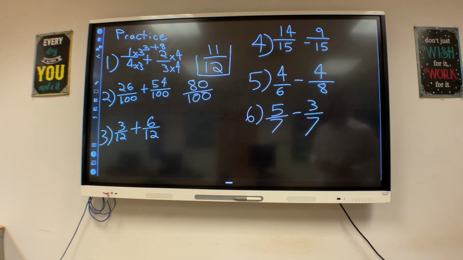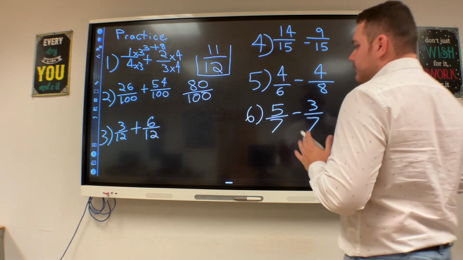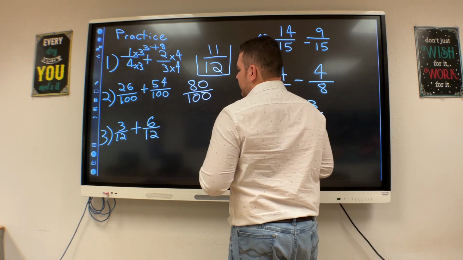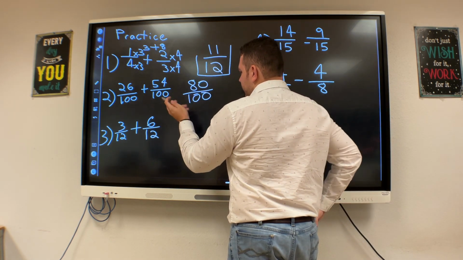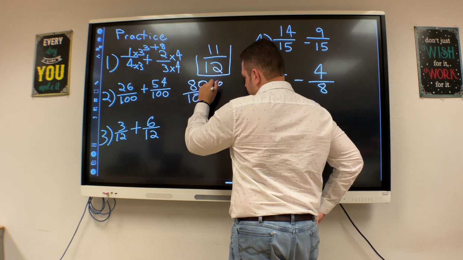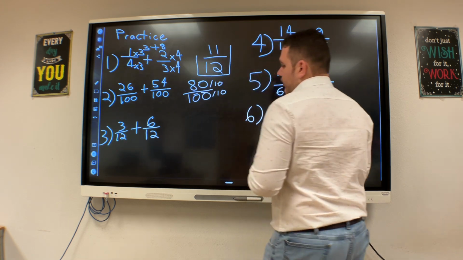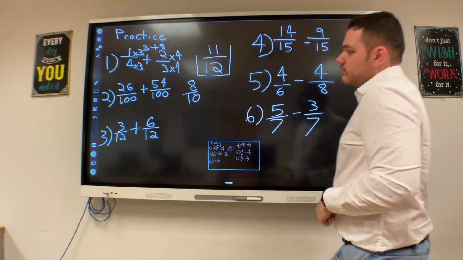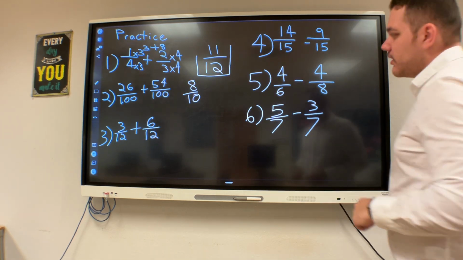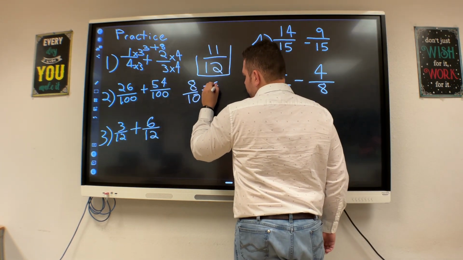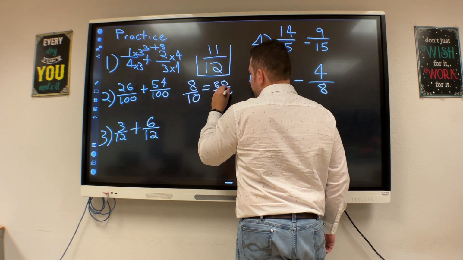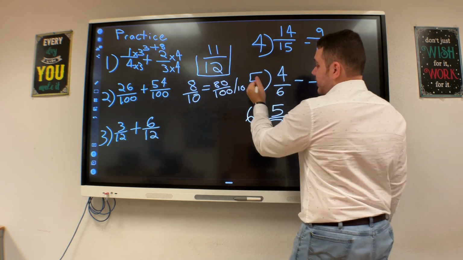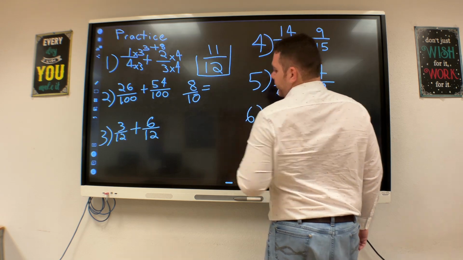Now, is this simplified? Can we simplify number 2 down any? And this is recorded, I can't hear you. But yes, we can. 80 and 100 are both divisible by 10. And so divisible by 10, you would just take that 0 off. And it's 8/10. 8/10 is equal to 80 hundredths if we divide them by 10. So simplified, that would just be 8/10.